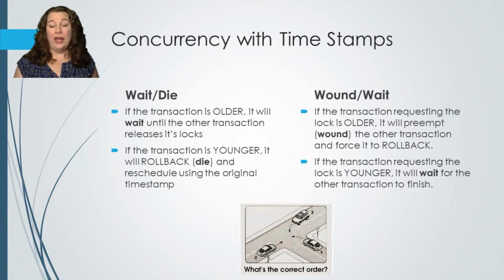It's okay to wait because if you're the younger one, you can just hang out for a little bit and wait and see until the older one finishes. It may not be totally locked at this point. It may just be waiting, and that's okay. The older one is going to say, hey, this youngin's in there and he's annoying, so I'm just going to go ahead and preemptively roll him back, tell him to come back later, and I'm going to go run my stuff. So wait-die versus wound-wait determines the correct order to handle concurrency based on the timestamp, whatever the time is that the transaction started.